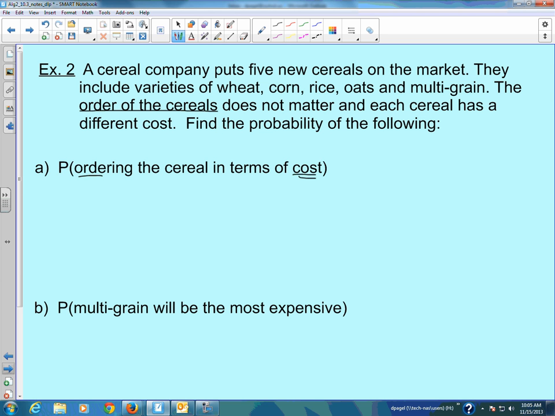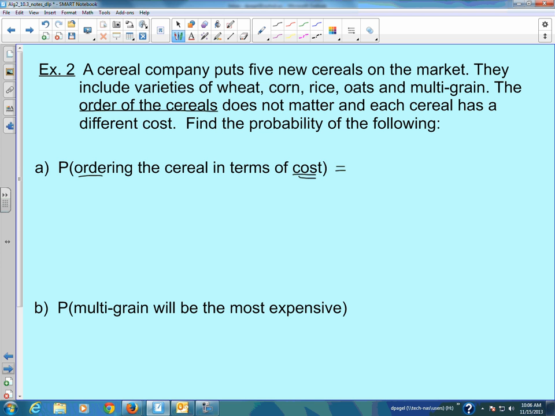And if we think about our number of ways of ordering the cereal, and they have to be either low to high or high to low. We have 5 factorial permutations that I could order the cereal, meaning there could be 5 options for the first cereal, 4 options for the second cereal, 3, 2, 1.